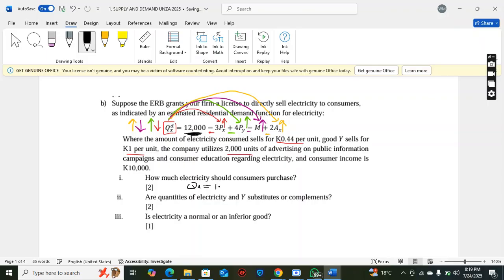So we have 12,000 minus 3px. So px is 0.44 because we're dealing with quantity demanded of electricity. As you can see, there's an x with this q here. So px is the price of electricity. This is 0.44.